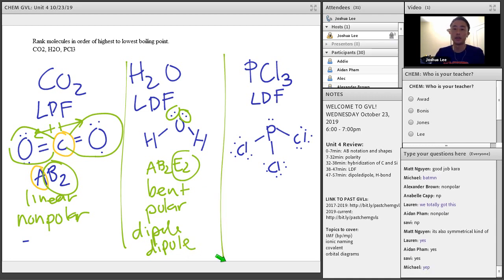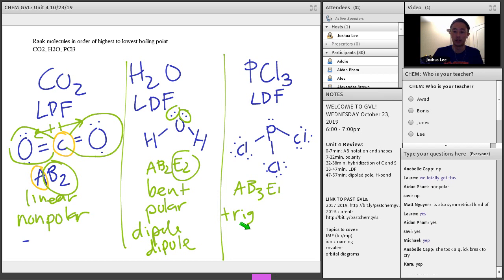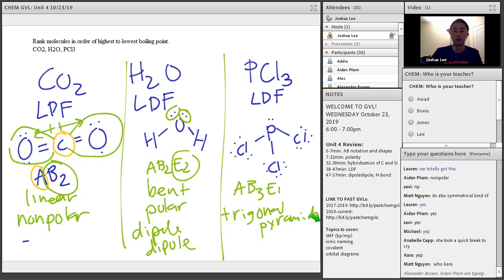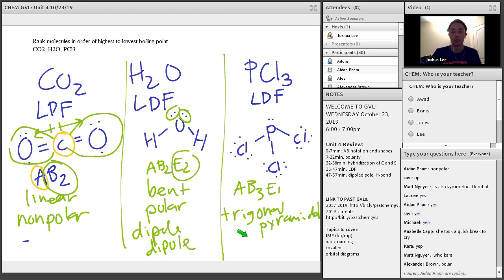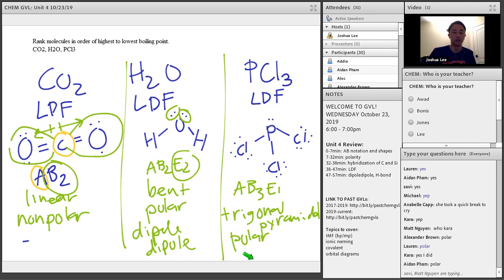Then this last one, this is AB3E1. Carl just mistyped the 2 for a 3, right? Right. So that means this one is trigonal pyramidal. So polar or non-polar? Polar, which means dipole-dipole.